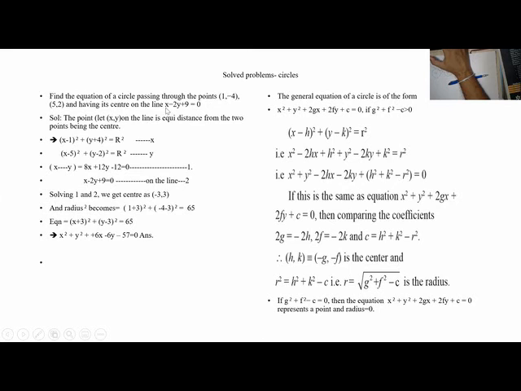But we know that this point is on this line also. So x minus 2y plus 9 is also 0. So between these two equations, when I solve, I am getting x and y. So once I get x and y, I can get the radius also.